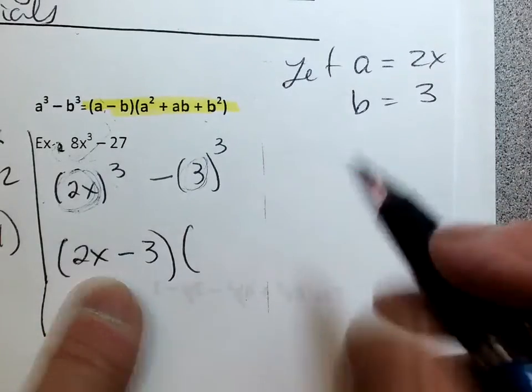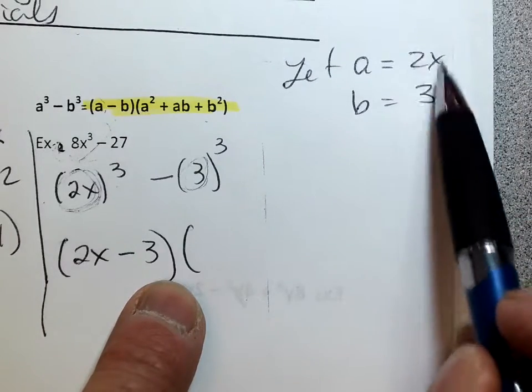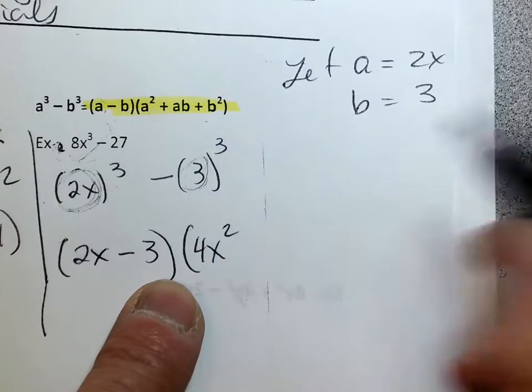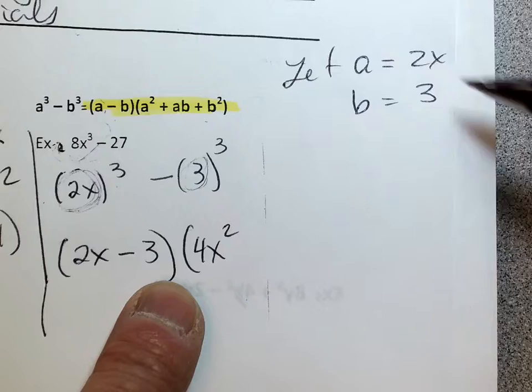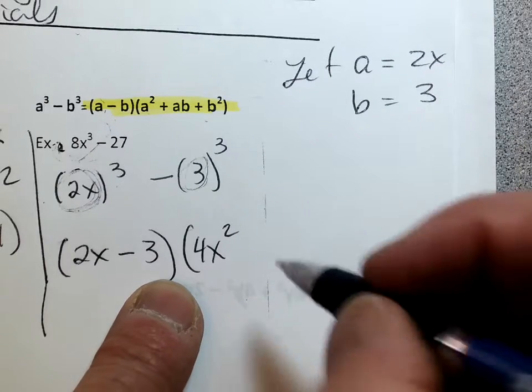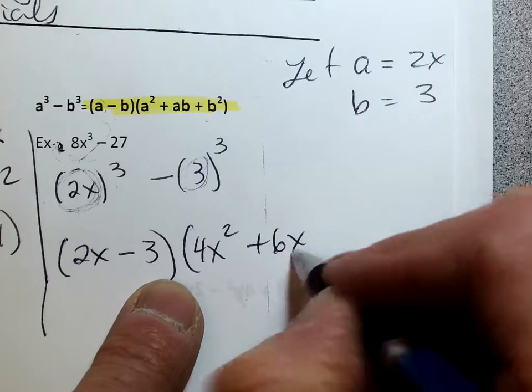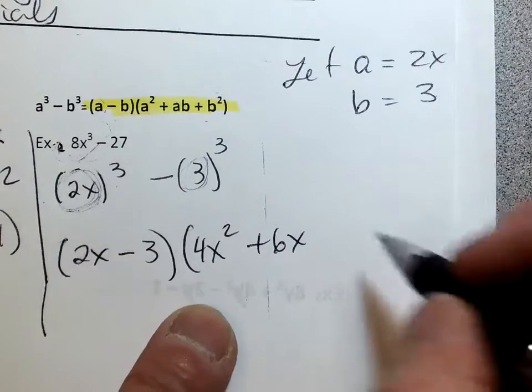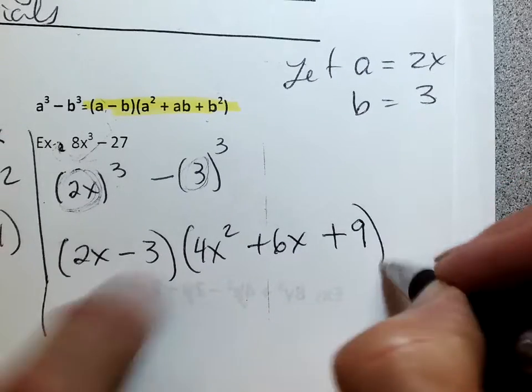So then parentheses, I need an a squared, so I'm going to square this. I'm going to square this, which gives me 4x squared, plus ab, which is these two, right? If I multiply these two, I get 6x, plus 6x. And then plus b squared, so b is 3, b squared is 9, plus 9.